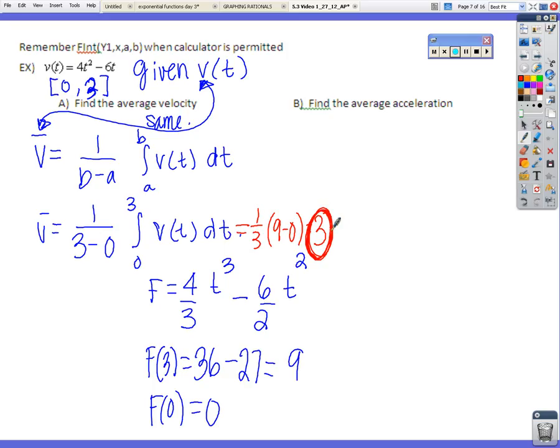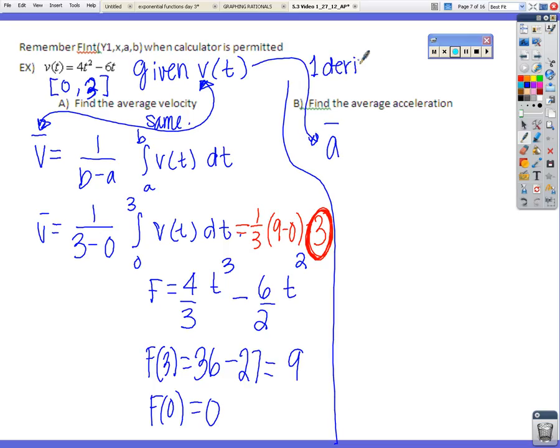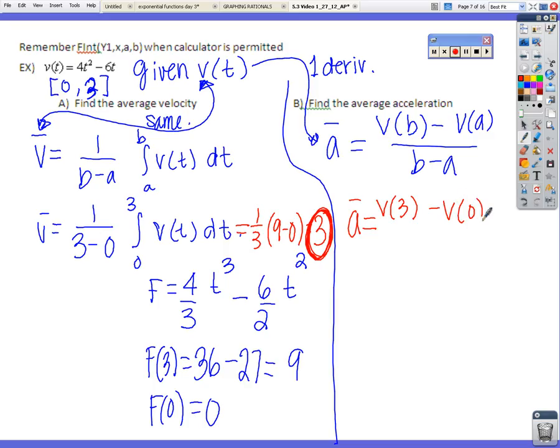Find the average acceleration. So in this case I want this. If I want the average acceleration, but I'm given velocity, that's one derivative, which means I'm going to use the slope. So I would use the slope of velocity to do such things, and then the average acceleration would be v of 3 minus v of 0 all over 3 minus 0. So average acceleration would be, if I substitute in 3, square it, you get 9. 9 times 4 is 36, minus 3 times 6, which is 18.